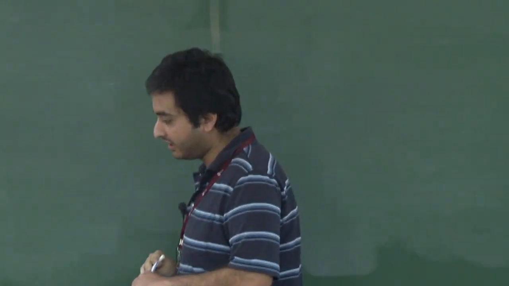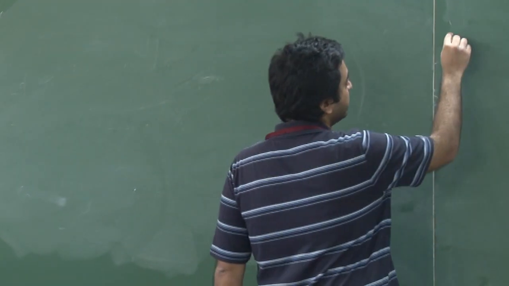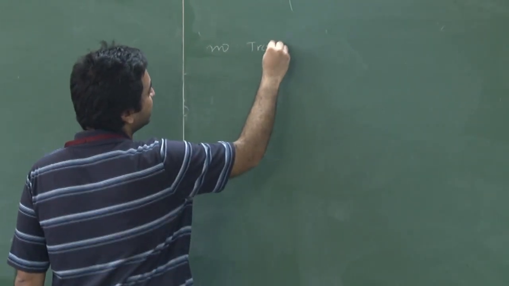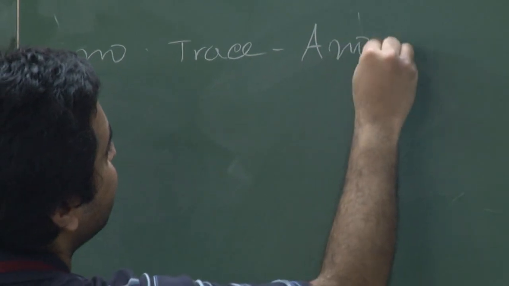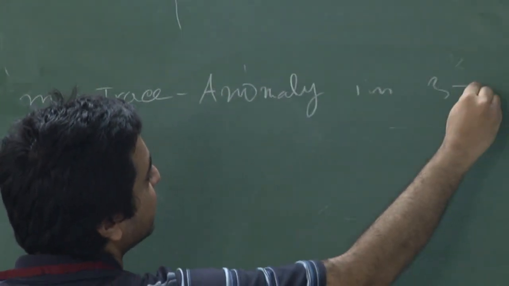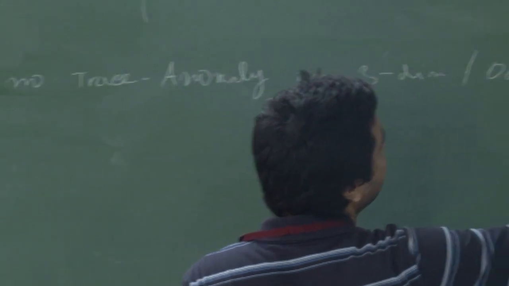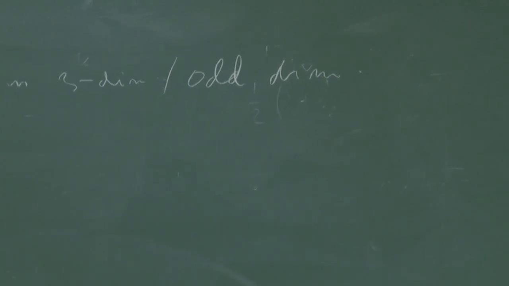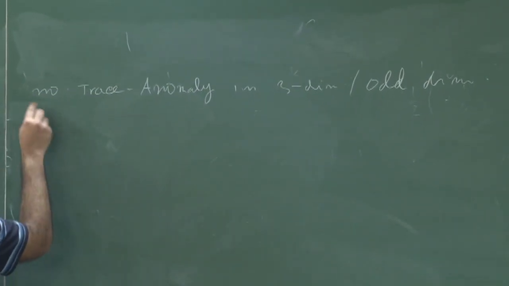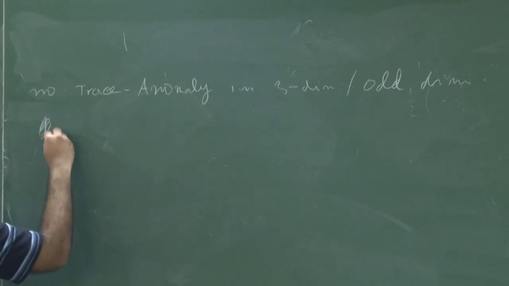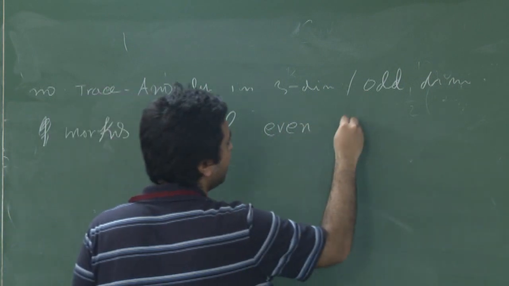Of course, this method cannot be done in 3 dimensions. The reason is that there is no trace anomaly in 3 dimension, or any odd dimension. So you cannot get, for example, the result of 3 dimension or 5 dimensions in this way, but this thing actually works in all even space-time dimensions.